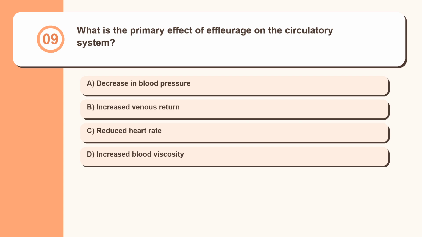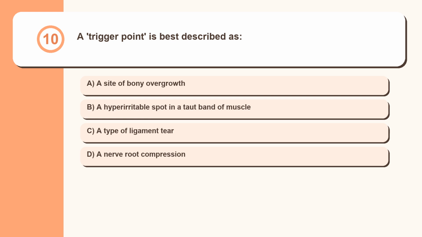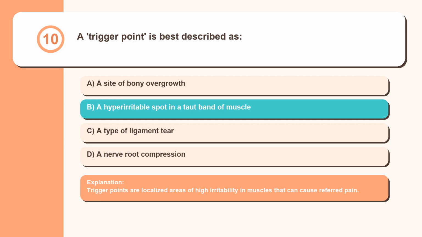Question 9. What is the primary effect of effleurage on the circulatory system? Decrease in blood pressure, increased venous return, reduced heart rate, increased blood viscosity. Long, gliding effleurage strokes toward the heart encourage the flow of blood and lymph. Question 10. A trigger point is best described as a site of bony overgrowth, a hyperirritable spot in a taut band of muscle, a type of ligament tear, a nerve root compression. Trigger points are localized areas of high irritability in muscles that can cause referred pain.